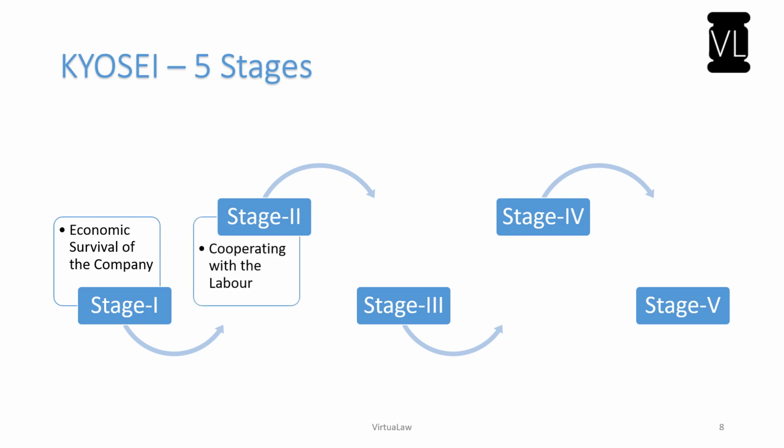Now is the time for stage two, wherein the managers will start talking with the workers, start getting to know the kind of problems faced by the workers, and both of them will start cooperating with each other to promote the business of the company. So that is stage two, which is cooperating with the labor. So there cannot be many differences between the managers and the labor, right? So both of them are equally responsible for the profit making of the company, and hence they start sharing the profits of the company.